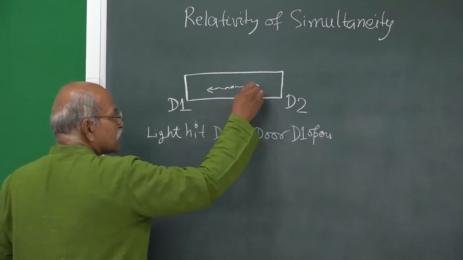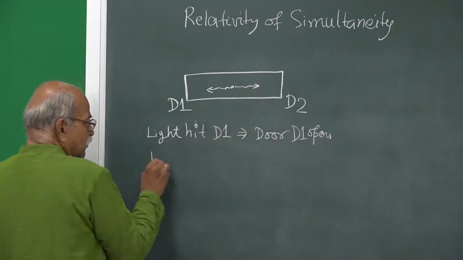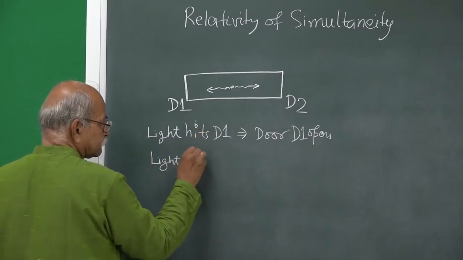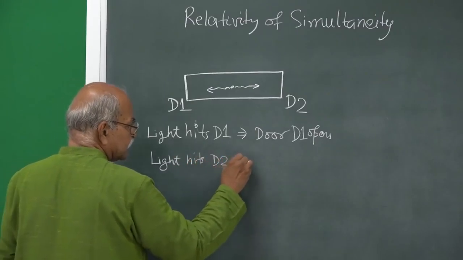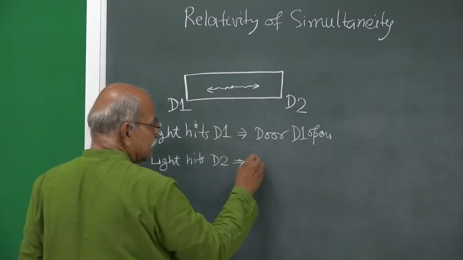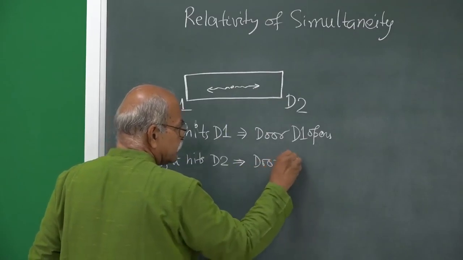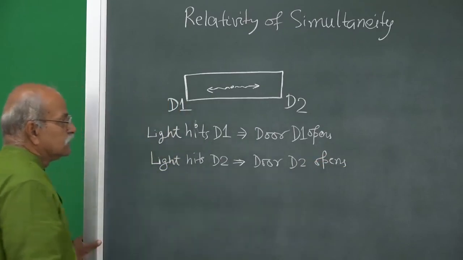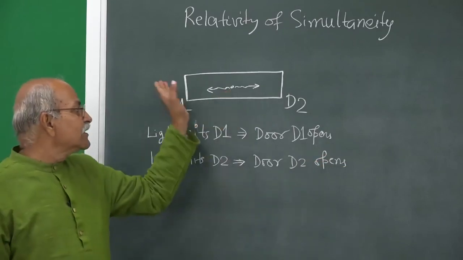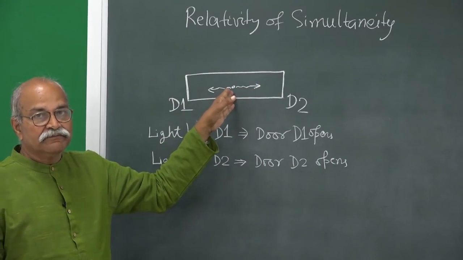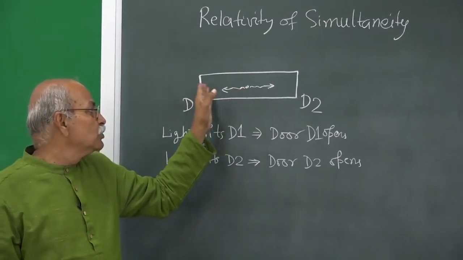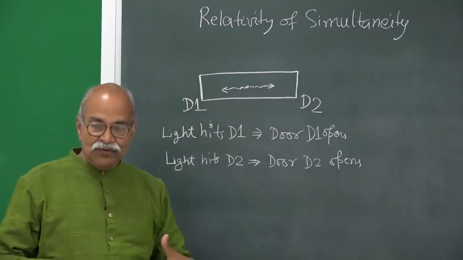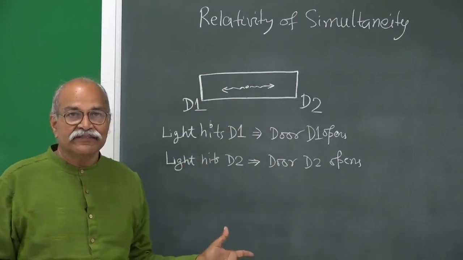The next event is this pulse which falls on D2. So, light hits D2, this is another event, and you can rename it door D2 opens. Now, if this light source is right at the middle of D1 and D2, then obviously the two events have taken place simultaneously. Doors D1 and D2 have opened simultaneously.